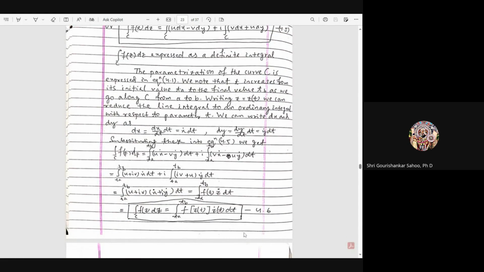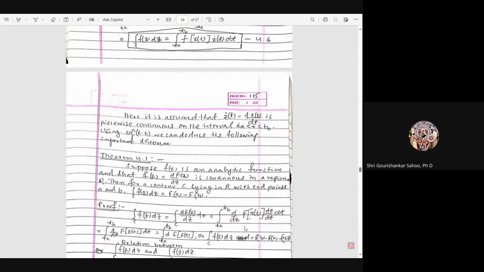The parameterization of the curve C is expressed, and we can note that t increases from its initial value ta to the final value tb as we go along C from A to B. So by writing z equal to z(t), we can reduce the line integral to an ordinary integral with respect to parameter t. So it is a parametric equation. In the beginning I have told you. We can write dx and dy as dx equal to x dot dt and dy equal to y dot dt. Are you getting it?